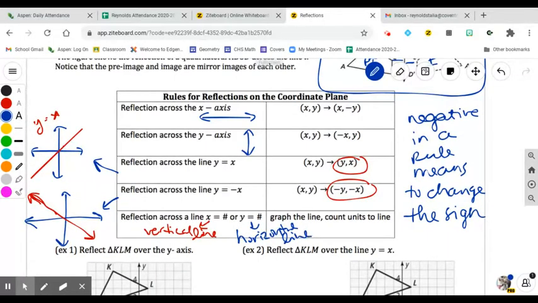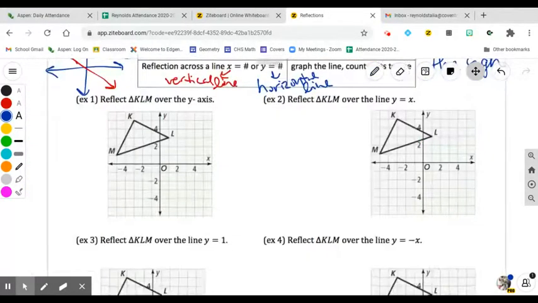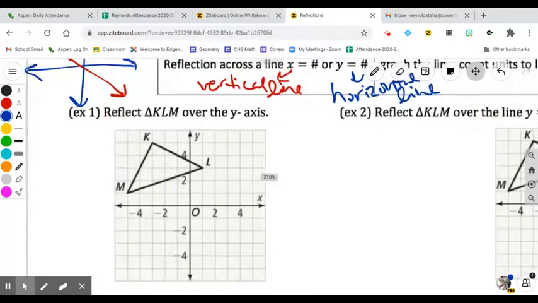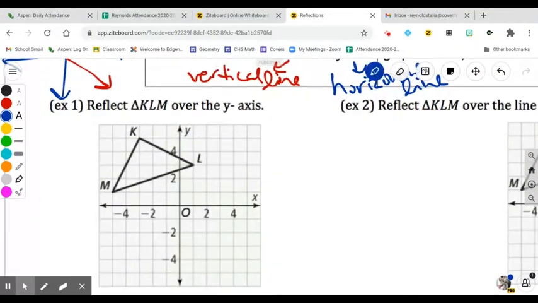And so those are all the different types of reflections. I'm going to try to do one of each type without doing too many. Here's the first one. We're going to reflect KLM over the y-axis. So the first thing that you always want to do is graph the line.